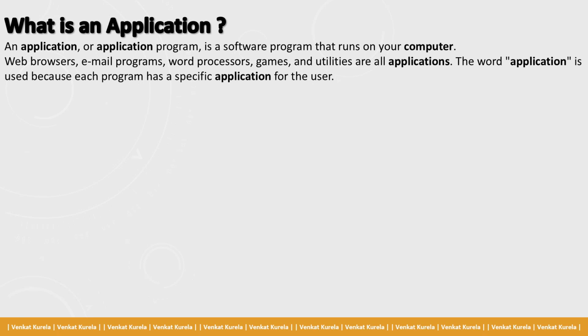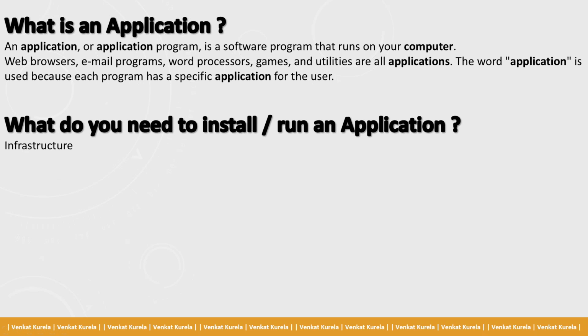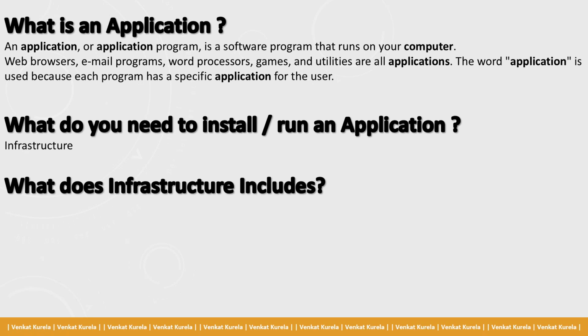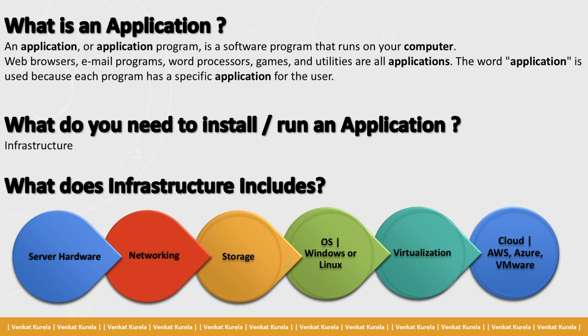And then, what do you think you need to install or run an application? Well, you need an infrastructure, right? So, what does infrastructure include? These are the things that it includes. You have server hardware, networking, storage, operating system, virtualization or cloud computing, or the development environment. So there are many things that are part of infrastructure, but at a base, server hardware, networking, storage, and operating system are the mandatory components, without which you will not be able to install an application at all.